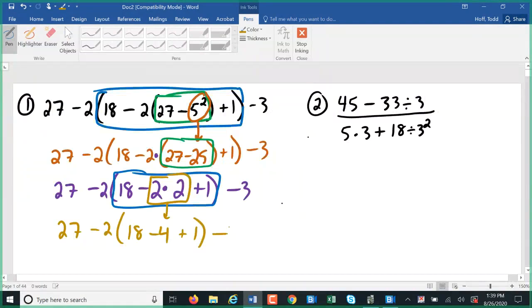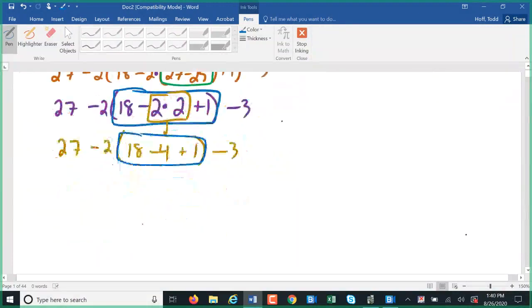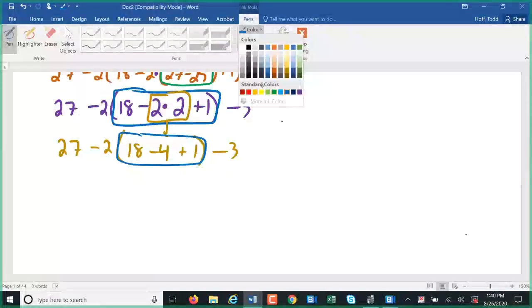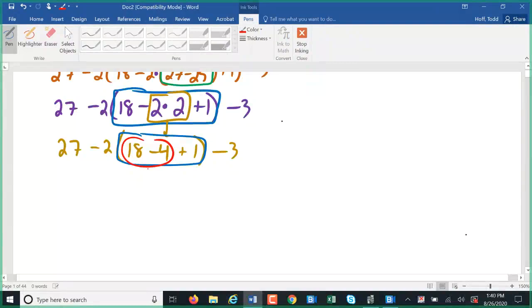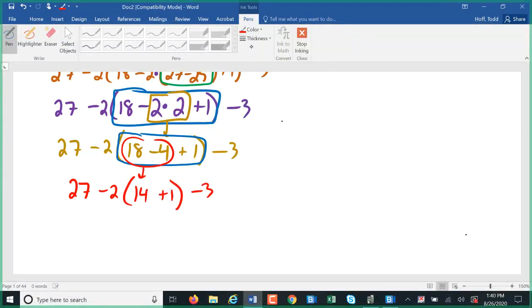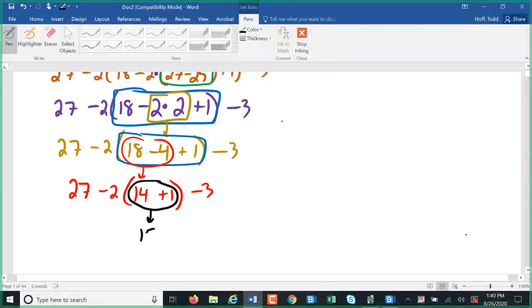Now, inside that inner parentheses, the only thing that's left is addition and subtraction, so we will go left to right. 18 minus 4, 14. Last thing we have to do inside the parentheses is 14 plus 1, which makes 15.